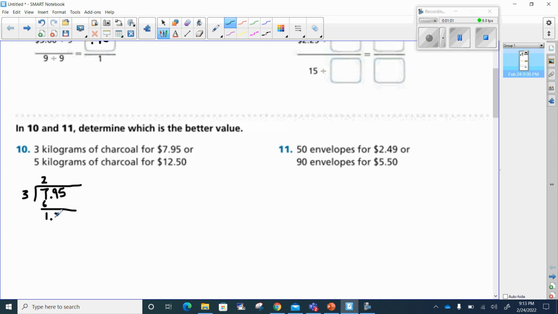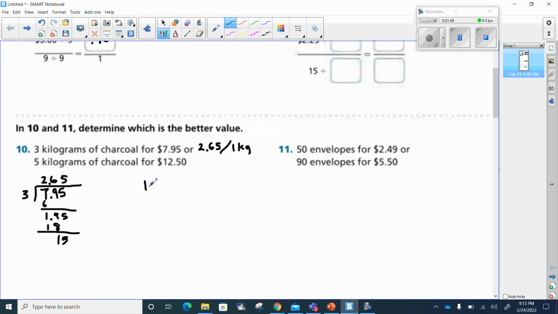Leaving me with 1.95. I know 3 goes into 19 6 times. My decimals here. And that gives me 15 left over. And I know 3 goes into 15 5 times. So this first rate up here is going to be $2.65. Right? Says 3 kilograms for 1 kilogram. Okay, for 1 kilogram of charcoal.